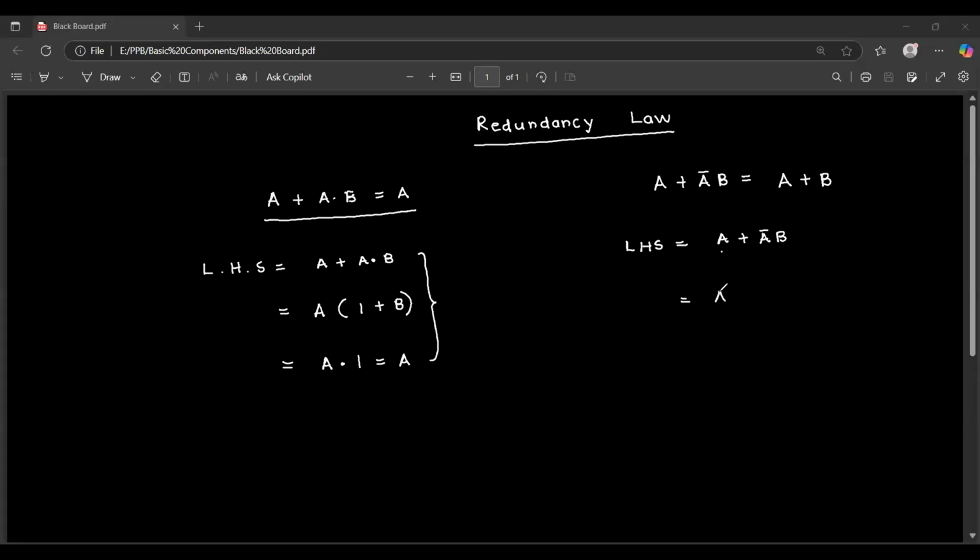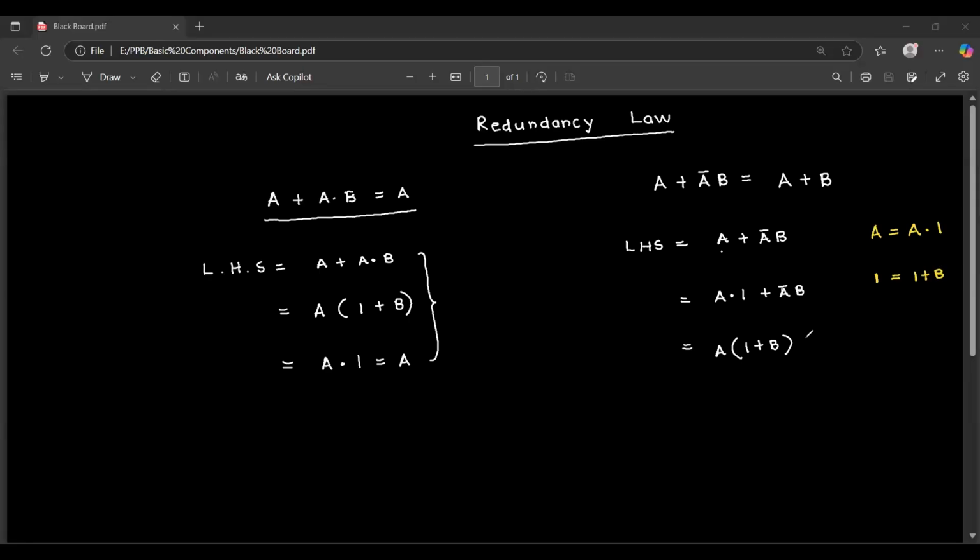We know A is equal to A dot 1. Why? That's the identity law. So I can say A dot 1 plus A bar B. And inside, instead of 1, I can say it is equal to 1 plus B. Won't you agree with me? Can't I say that? Let me erase this and write the important things that we are using here. A is equal to A dot 1, and I can say 1 is equal to 1 plus B. That's what I'm doing here.